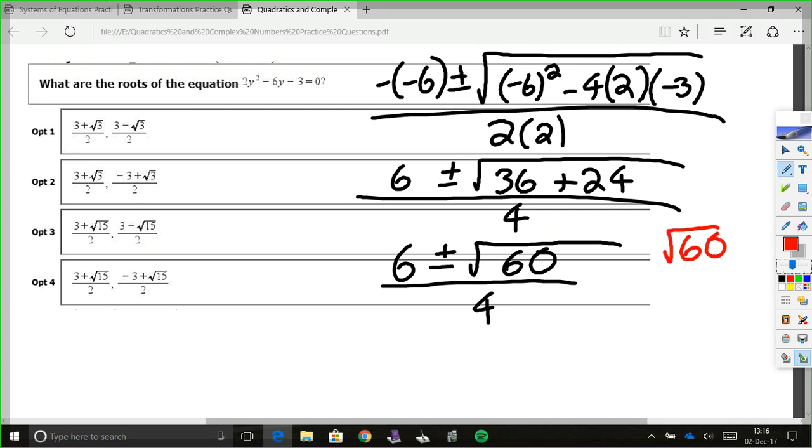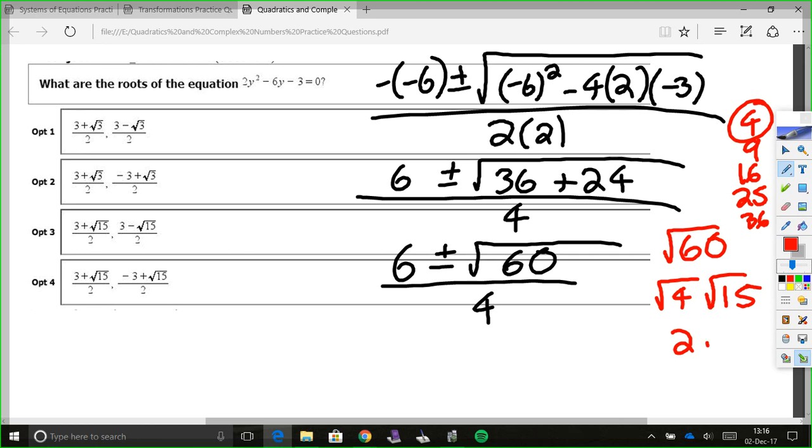So 60 is not a perfect square, but remember, try to find the perfect square that is divisible into 60. 4 is perfect square, 9 is perfect square, 16 is perfect square, 25, 36, all of these are perfect squares. Turns out 4 is divisible into 60. We can use that. 4 times 15 makes 60. So the square root of 4 becomes 2, and the square root of 15, well, is still the square root of 15. All right, but now we're replacing the square root of 60 with 2 square root of 15. So we're going to have 6 plus minus 2 square root of 15 over 4.